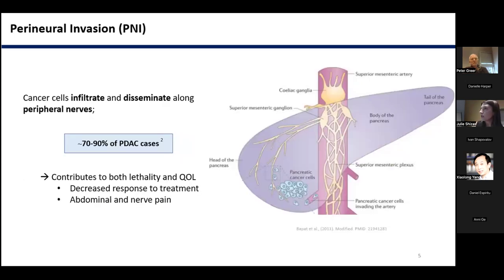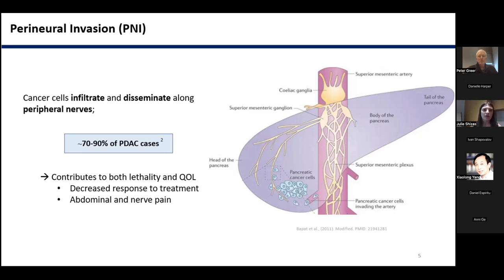In terms of perineural invasion, I like to call it a cool mechanism. It's not very well known, but it's when cancer cells actually infiltrate and disseminate along the peripheral nerves. And this happens in about 70 to 90% of PDAC cases, so quite a few. It contributes both to lethality and issues surrounding quality of life in patients. So the first aspect is that it seems to cause a decreased response to treatment. Some literature points to the fact that these cancer cells are able to hide, so to speak, within the nerves and stay away from systemic treatments.